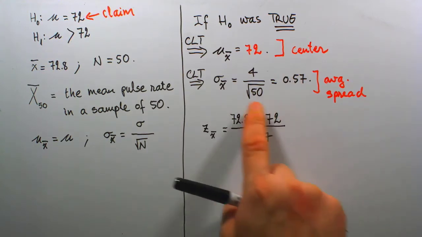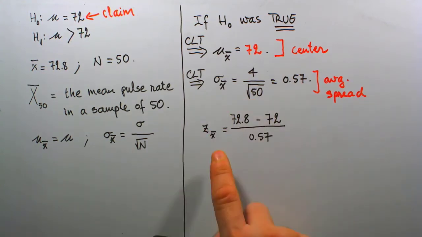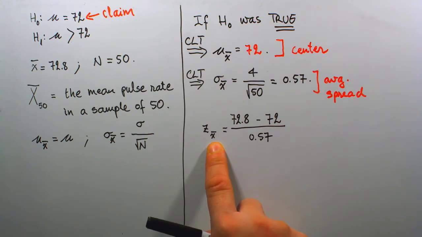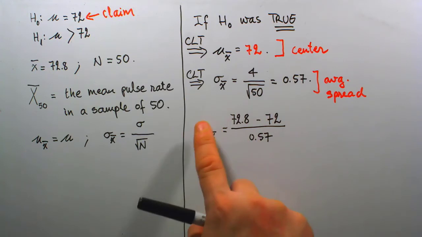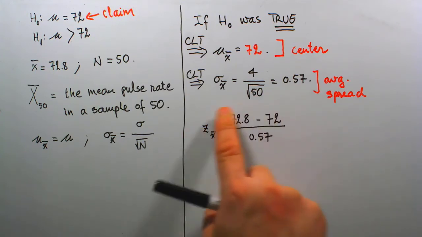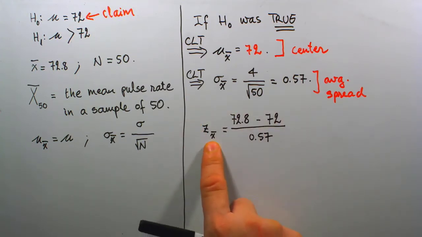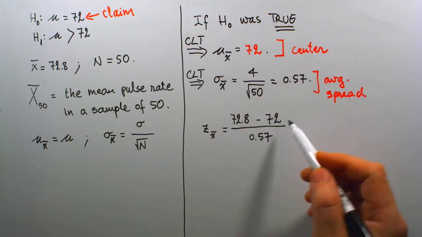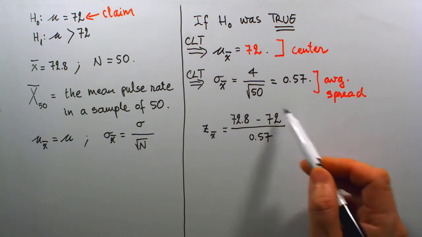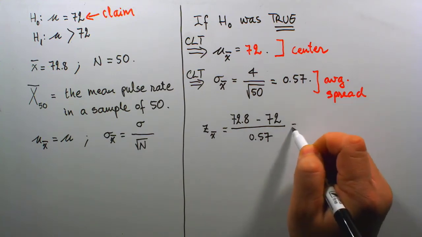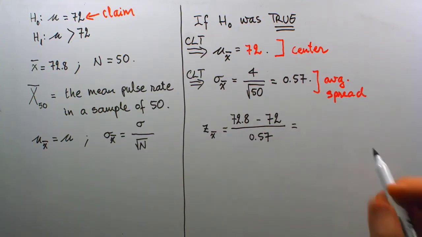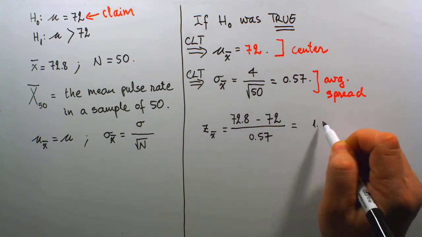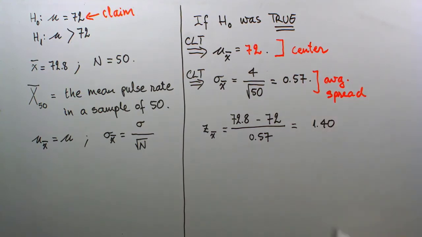This is the work to calculate the z-score, but I further use an optional subscript x bar here to indicate that this is not just any z-score out there, but the special z-score for our sample from where it stands away from the center. And now the calculation comes out to be positive 1.40. And yes, it is a positive value.